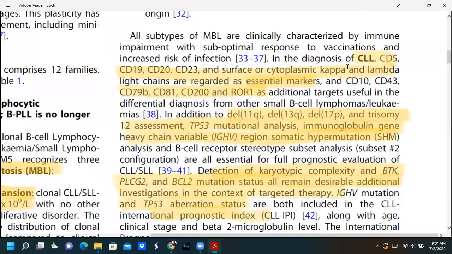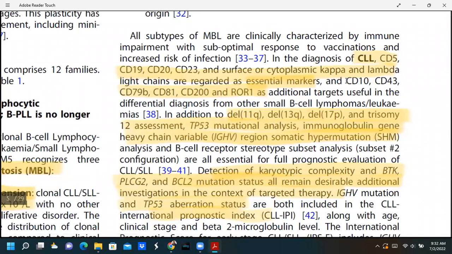Anyways, now they mentioned that in the diagnosis of CLL, CD5, 19, 20, 23, surface kappa lambda are regarded as the essential markers, and the others, CD10, 43. So basically all labs, whether institutional, major academic centers or private labs, have these basic essential markers. Then some of the academic centers like MSK used to have ROR1. Some of the academic centers have established the other panel for CLL as well.